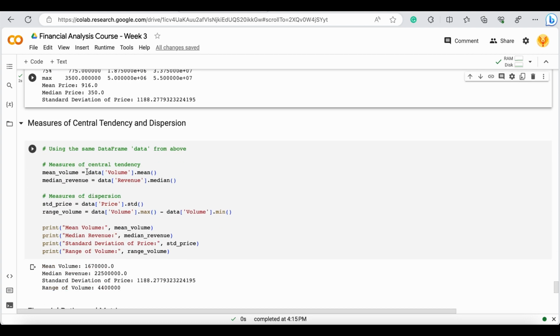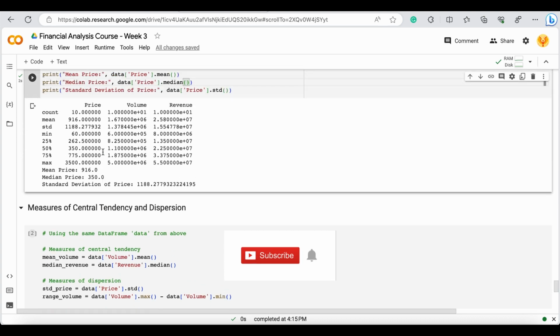Our next topic is the measures of central tendency and dispersion. The measures of central tendency are mean, median and mode, and the measures of dispersion are variance, standard deviation and similar things. They tell how your data is spread out.